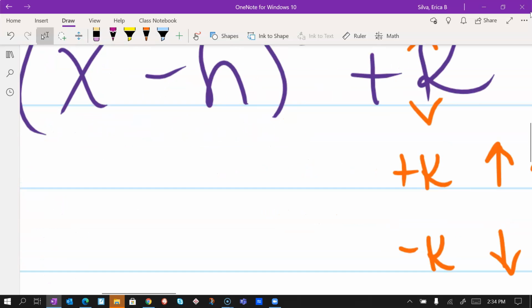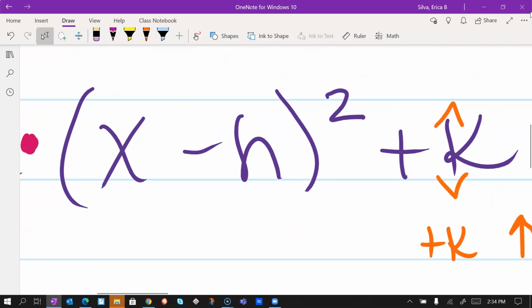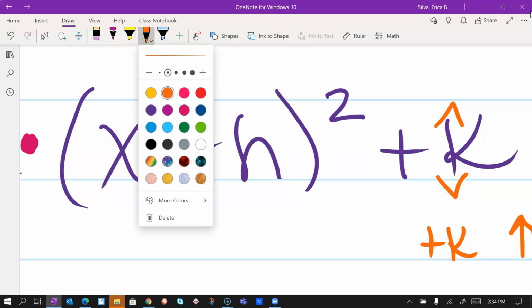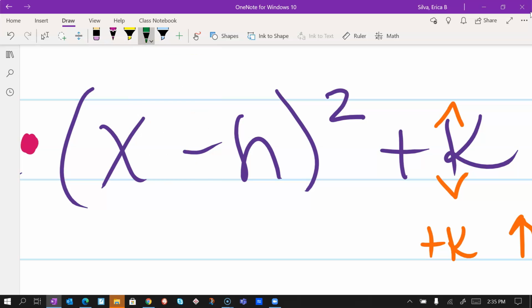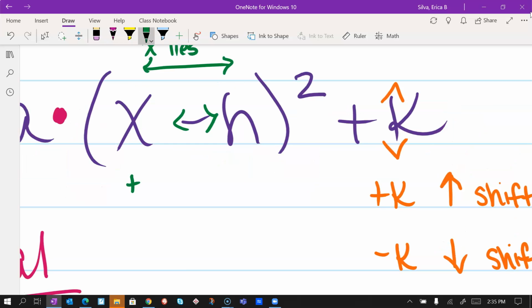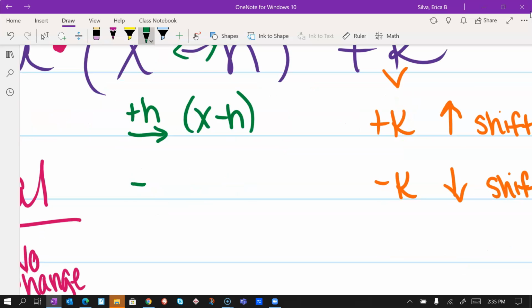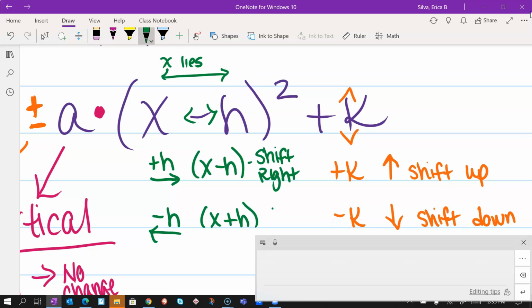And then we obviously get to the H. And H is inside with X. And what do we know about X? What does it always do? The X always what? It always lies. Mentiroso. It's a horizontal change. X always lies. So when we have a positive H, which means we're going right, in my equation, it's going to look like a negative H. And then a negative H, which means we would be going to the left, in my equation, looks like a positive H. So this is a shift right, and this is a shift left.